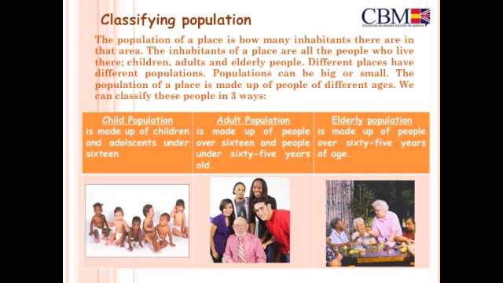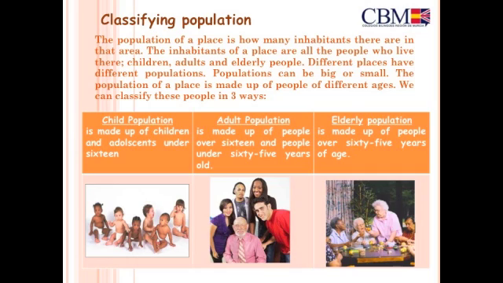Classifying population. The population of a place is how many inhabitants there are in that area. The inhabitants of a place are all the people who live there: children, adults, and elderly people. Different places have different populations. Populations can be big or small. The population of a place is made up of people of different ages.